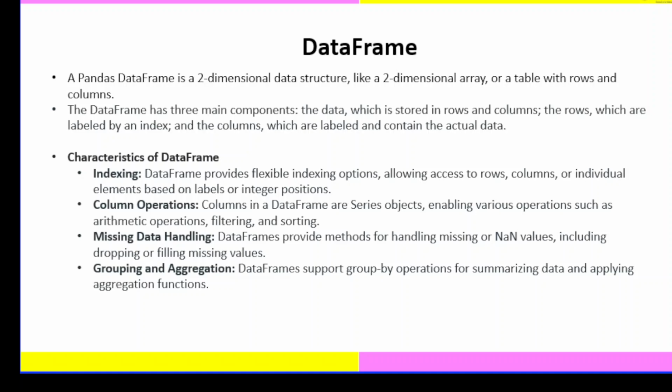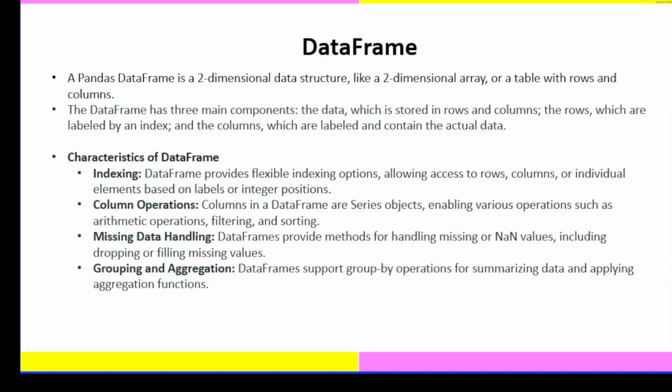As you could see, there are 4 important features, like indexing. Data frame also provides flexible indexing operations, allowing you to access rows, columns, or individual elements based on the labels or integer positions. In series we have only a single column of data. Here you have rows and columns, so you mention which row and which column value you want to access. If you mention that, you can locate the data easily. By using this indexing, we can navigate and manipulate our data.